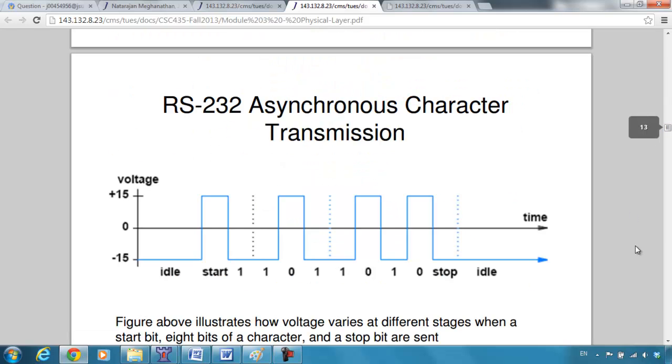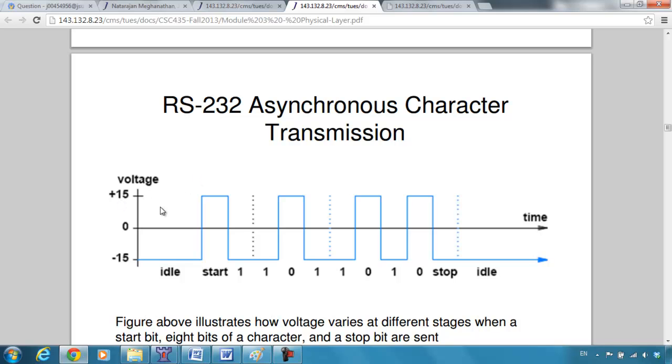For the RS-232 standard, we need to have a start bit and a stop bit. So we will also need to encode the bits in terms of these two voltage levels. So we use negative 15 to send bit 1 and plus 15 to send bit 0. And initially the channel is considered to be idle and is represented using negative 15 volts. So if you want to indicate the starting of a transmission, you want to send a start bit.